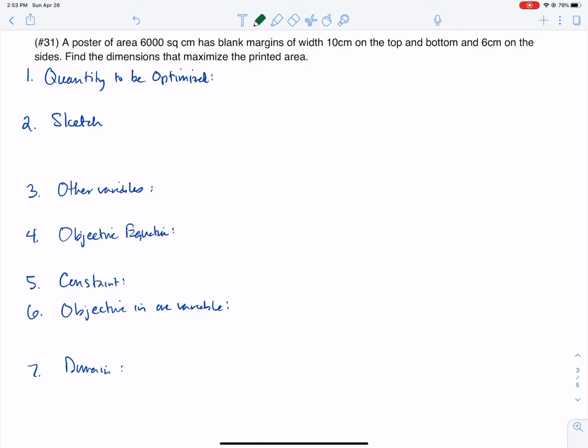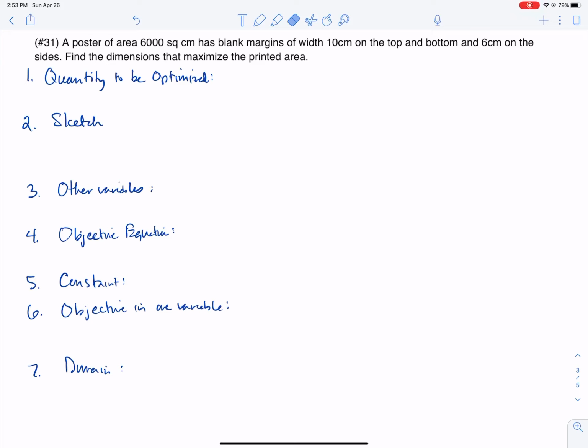Hello, and here's our next example in working optimization problems from section 4.7 of our calculus text. This is actually exercise 31 from the textbook. We've got a poster that's going to have 6,000 square centimeters of area, but we're insisting that there be margins all around, and top and bottom margins are going to be 10 centimeters.